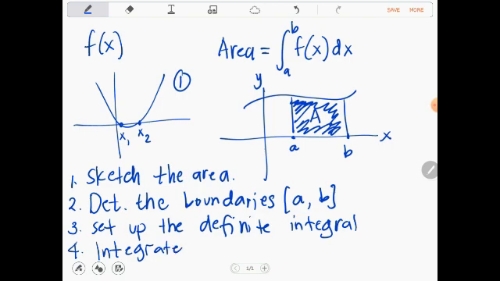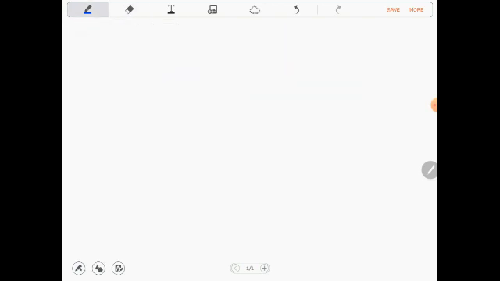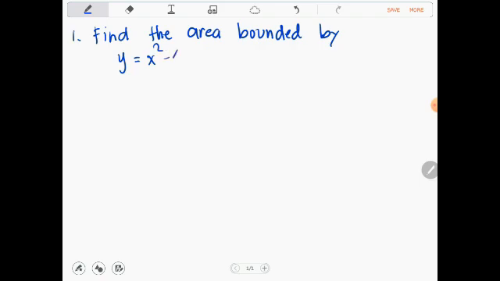So for the first item, the first question in our quiz number 1, on our final coverage, we have this question: find the area bounded by the given function or curve y is equal to x squared minus 4, and then we are given boundaries. This means our other step, determining the boundaries, is already given here, because we already have a and b. We have x sub 1 which is equal to 2 and x sub 2 that is equal to 4.